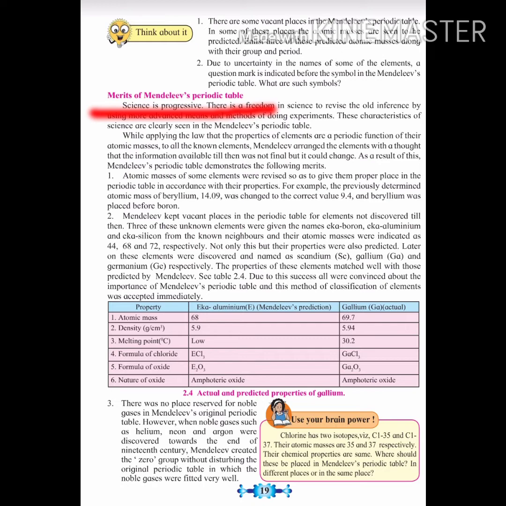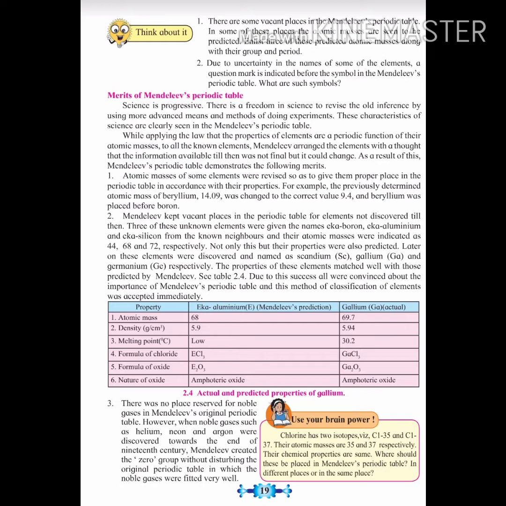After some time, halogens and noble gases were discovered, meaning the elements which do not react with any other element, because their outermost shell is completely filled in their electronic configuration. These were discovered, like helium, argon, all these things. Without disturbing the other elements, he kept those noble gases in a separate group known as the zero group.